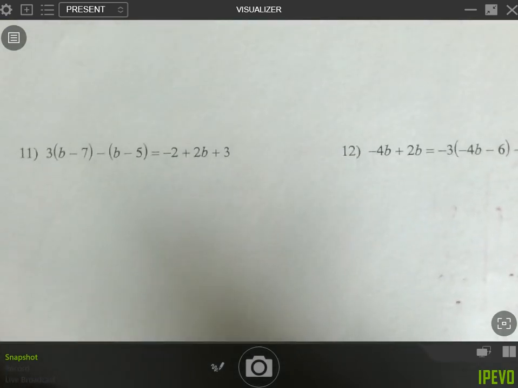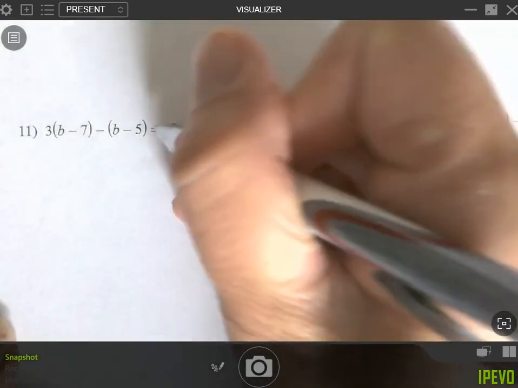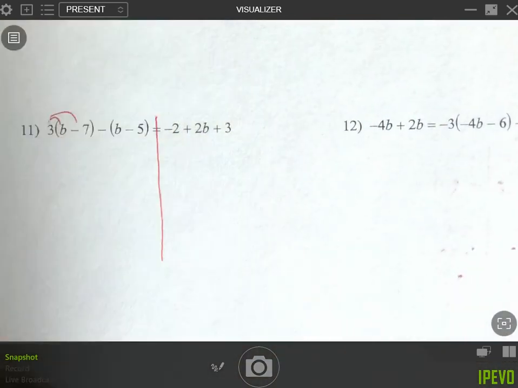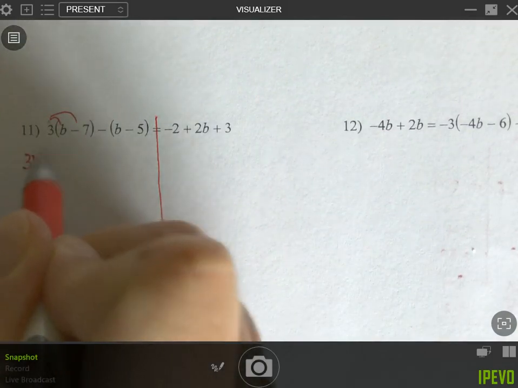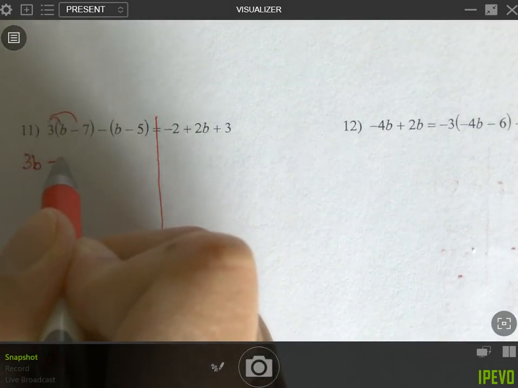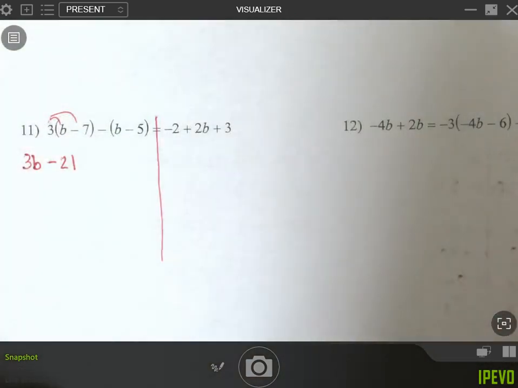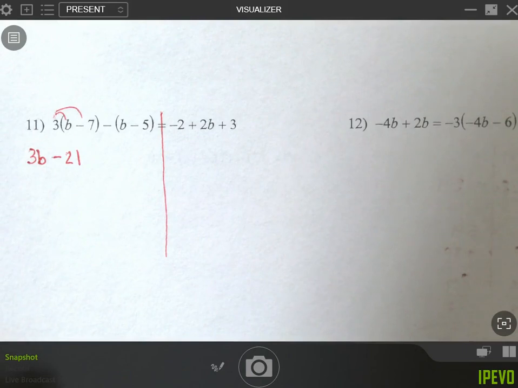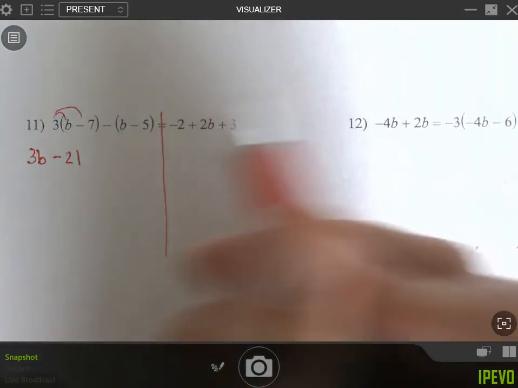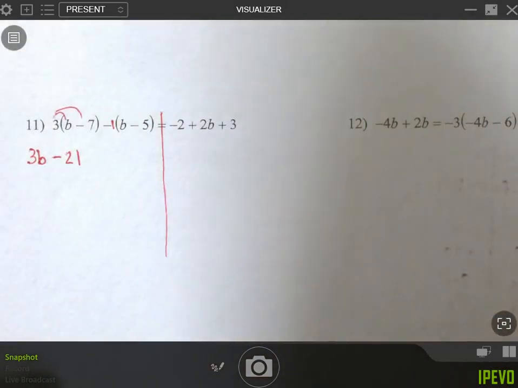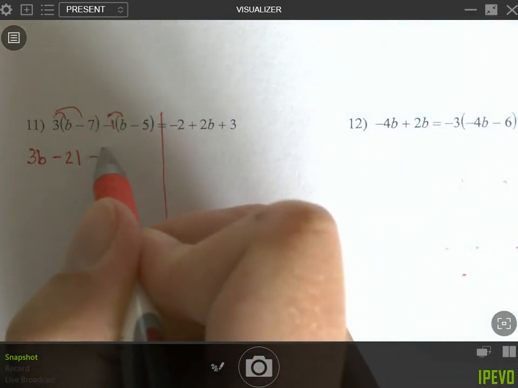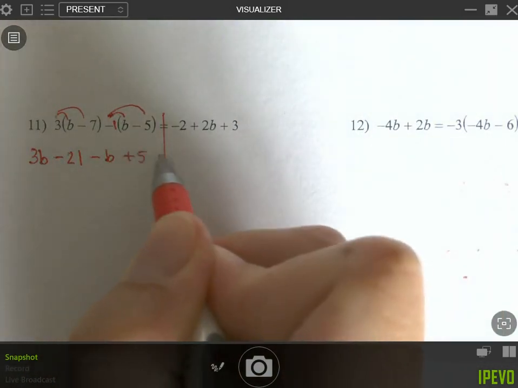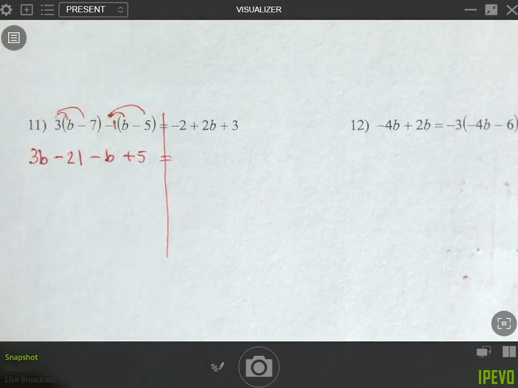Now, in number 11, there is a lot going on. Agreed? So on the left-hand side, I'm going to distribute my 3 first, which gives me 3b minus 21. What am I doing with this b minus 5? I'm going to distribute a what? The negative 1. It isn't written as a negative there, but I need the negative sign. So negative 1 times b would be negative b, and negative 1 times negative 5 would be plus 5.